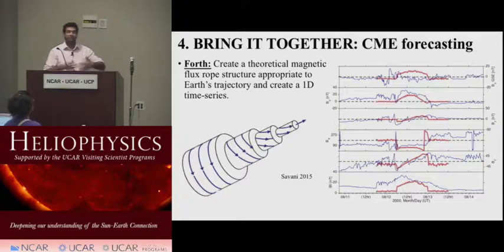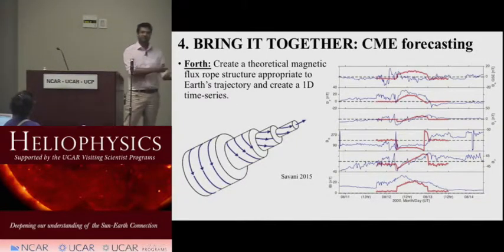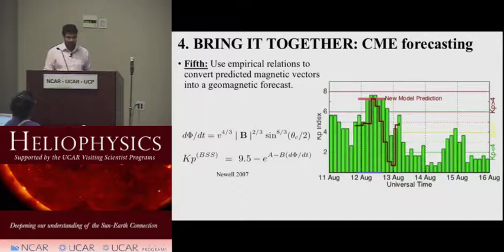And then you can pull that out even further into the heliosphere and take all that information from the sun to the Earth and start to create that 3D structure, and where Earth should go through that 3D structure, and pull out your 1D time series, which is this. And so you can start creating predictions of your magnetic field as a forecasting technique.